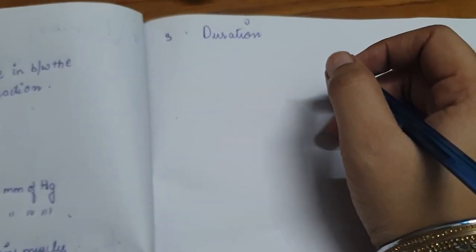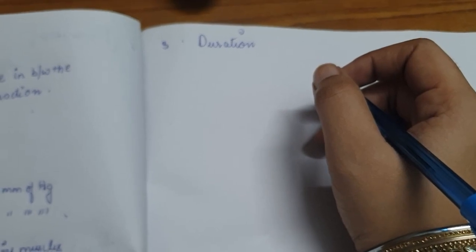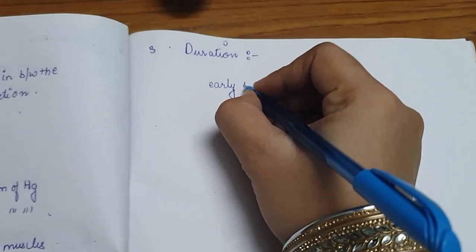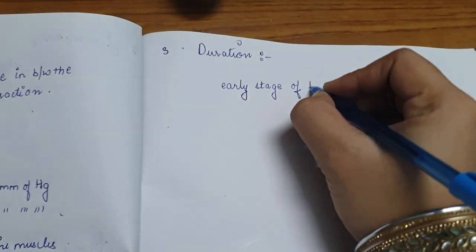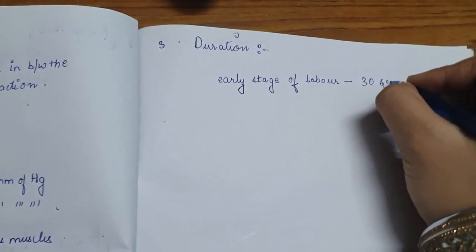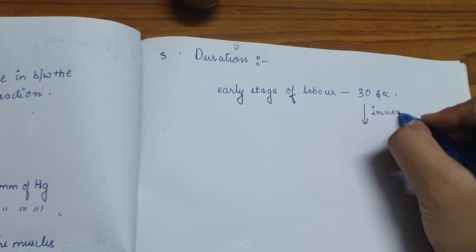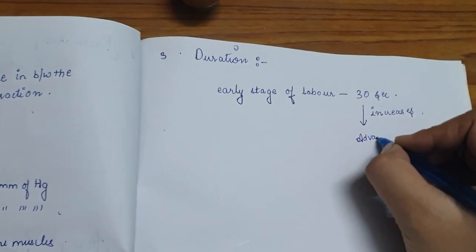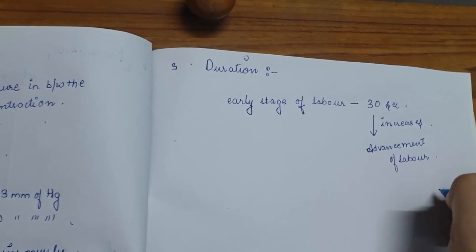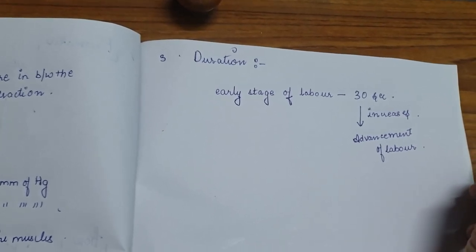So after tonus and intensity, the third point is duration, that is the duration of uterine contractions. In the early stage of labor, the duration of uterine contractions is 30 seconds, and it gradually increases with the advancement of labor. Its duration increases during further stages of labor, like in first stage, and then it increases more in the second stage.